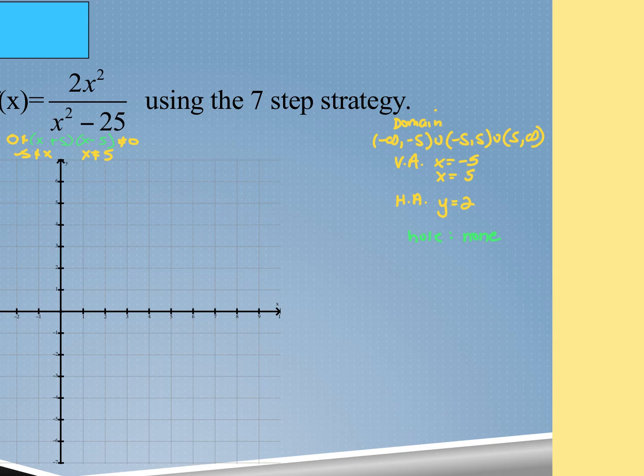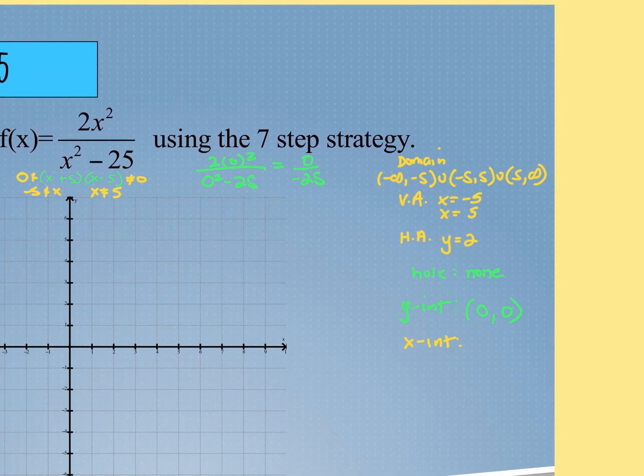Then I go x-intercept or y-intercept, doesn't matter. Y-intercept. I'm going the same order I went last time. So that would be 2 times 0 squared over 0 squared minus 25. And I get 0 over -25, which is 0. For my x-intercept, I'm going to plug 0 in for y.